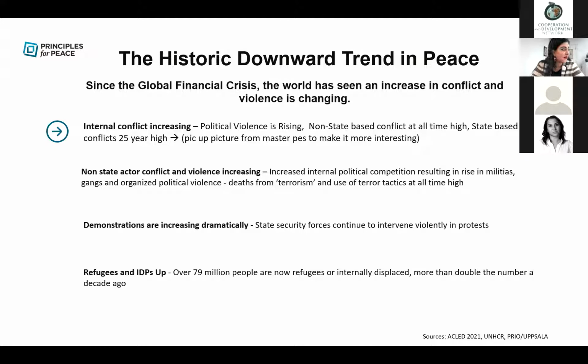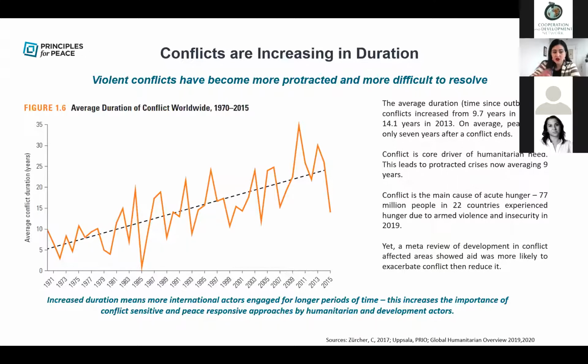You can see that even last year in France with the Yellow Vest movement, there were times when it looked really quite over the top. And also another trend is around the refugees and IDPs, which continue to climb, with over 79 million people being refugees. Now, if we think about that, and then we look at another important factor, this trend is not only problematic because of the level of eruption, actually conflicts are becoming much longer in duration as well.